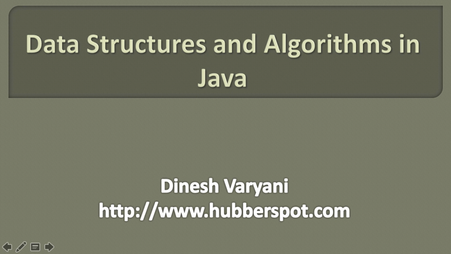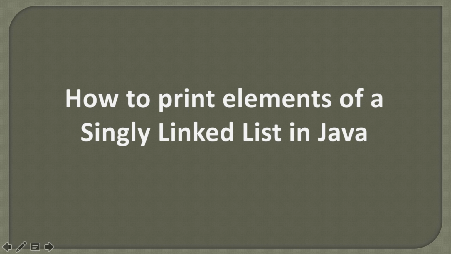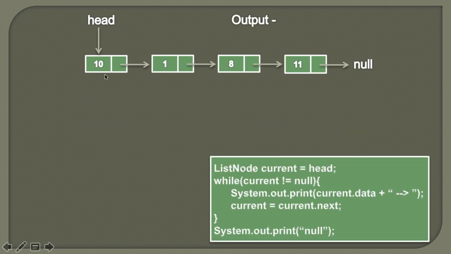Friends, in this tutorial we will discuss how to print elements of a singly linked list in Java. So friends, let's suppose we are given this singly linked list having 4 nodes with the data 10, 1, 8 and 11. So in this tutorial we will discuss how we can print the data of the elements of this singly linked list.